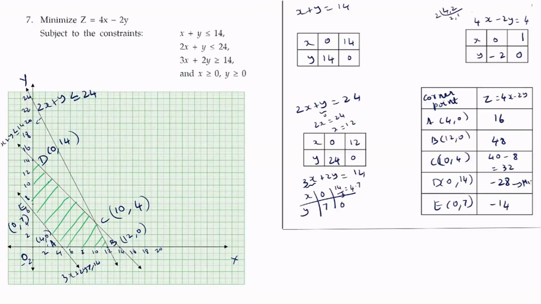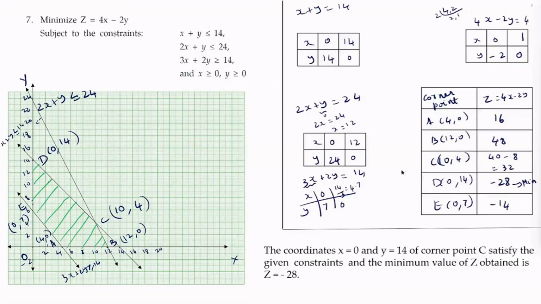So this is the minimum value for z, and it occurs at the point D (0, 14). So this is the optimal solution, and the optimal value for z is minus 28. So here the coordinates x equal to 0 and y equal to 14 of corner point D satisfy the given constraints, and the minimum value of z obtained is z equal to negative 28.